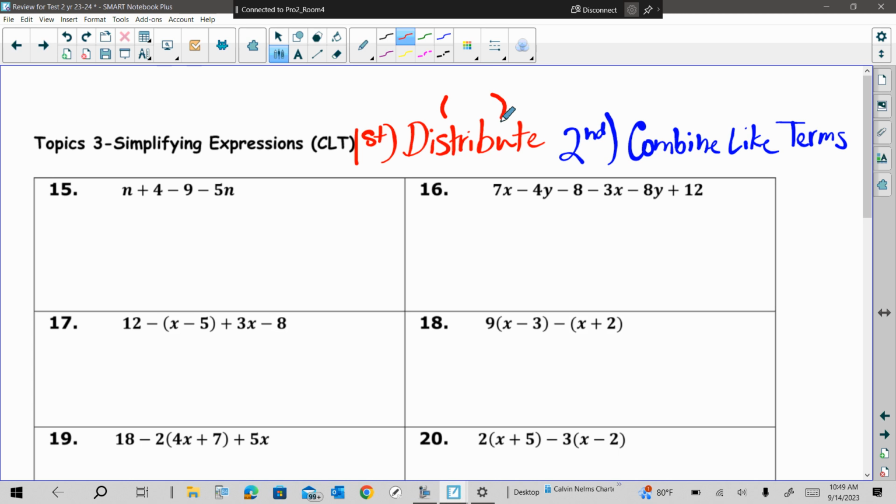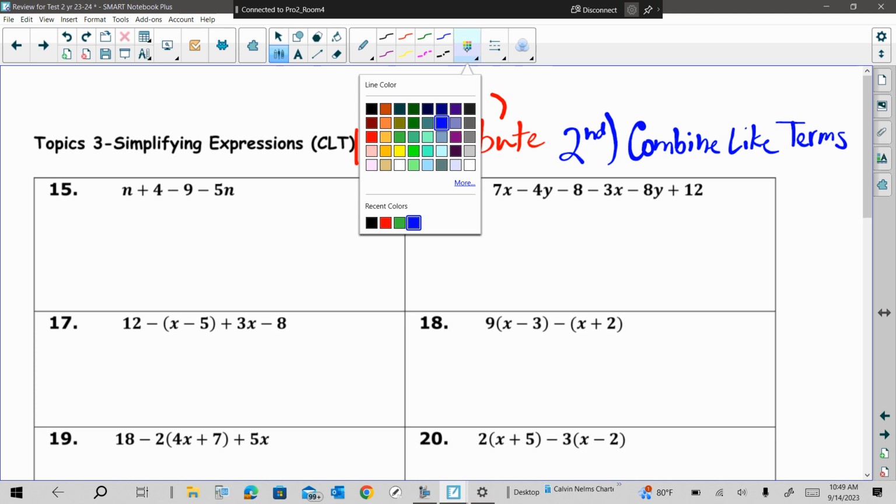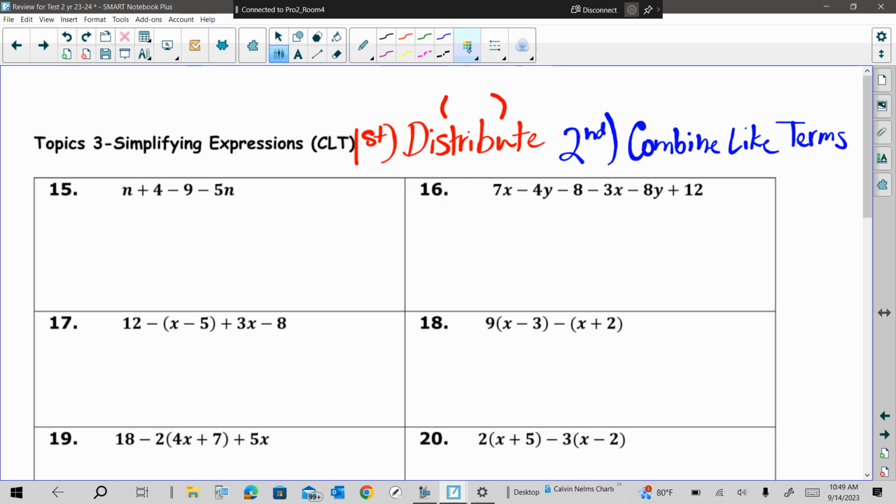So, do we have parentheses on 15? No, so we don't have to do the first step. We need to go straight into combining like terms. What are the like terms? n and 5n. Don't forget the sign in front: negative 5n. Now, with the n, what is the coefficient? If we don't see a number, what is it? 1. Yeah, it's an invisible 1.